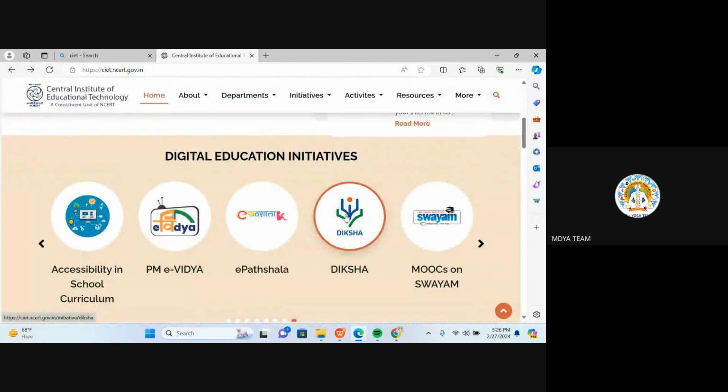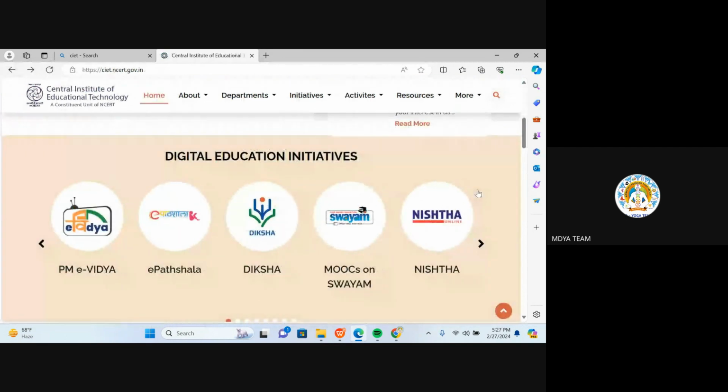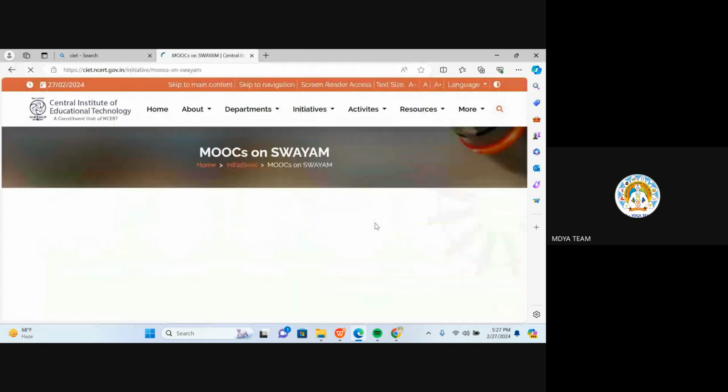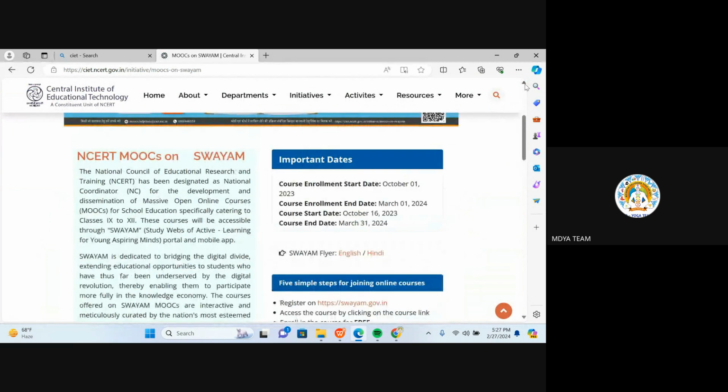Now, next, Diksha we have learned. Now, Swayam. You know about Swayam, but we will discuss it a little bit. NCERT MOOCs. MOOC is a Massive Open Online Course on Swayam. What is Swayam? Swayam is a Study Web of Active Learning for Young Aspiring Minds. You have to learn the full forms of all these.